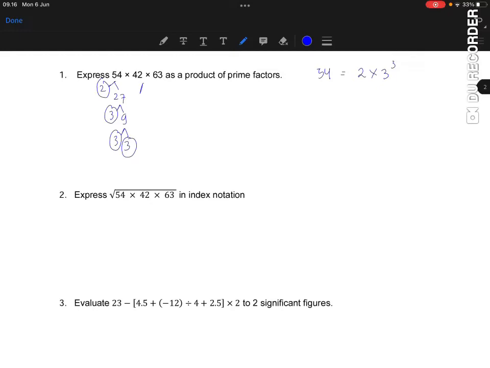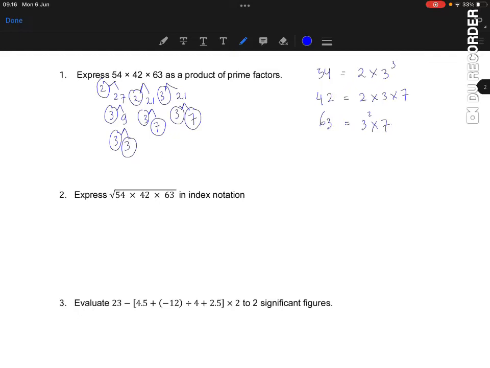Move on to 42. 42 divided by 2 is 21, divided by 3 is 7. So 2, 3, and 7 are already prime numbers. Just multiply it and leave it in index notations. Move on to 63. 63 divided by 3 is 21, 21 divided by 3 is 7. So you will have 63 here as 3 power by 2. Don't forget to circle the number as well, yeah. Okay.